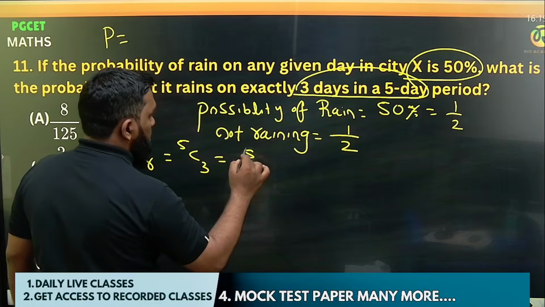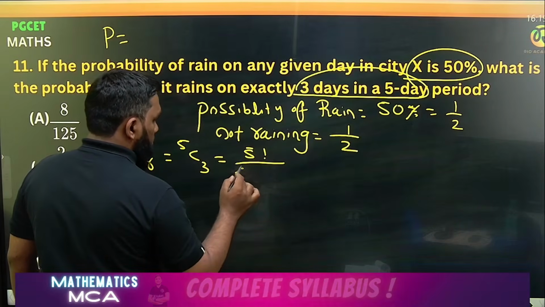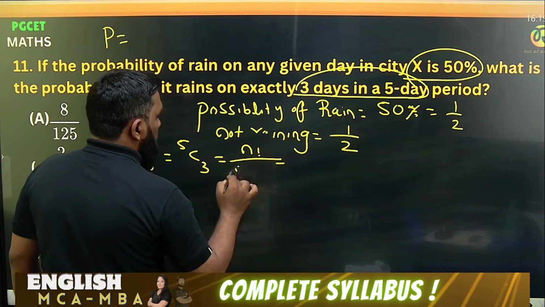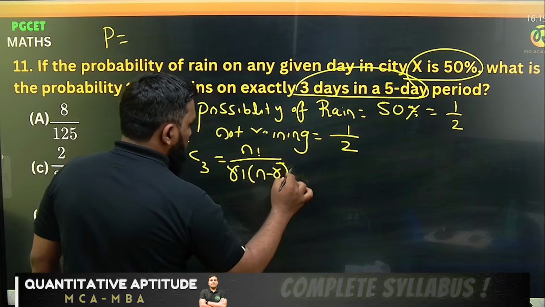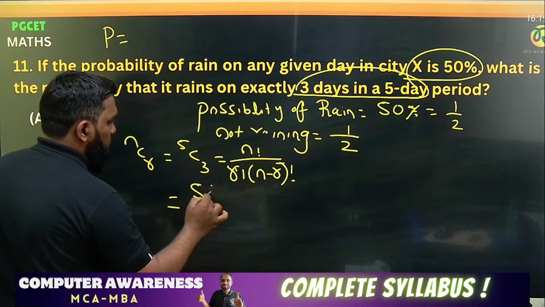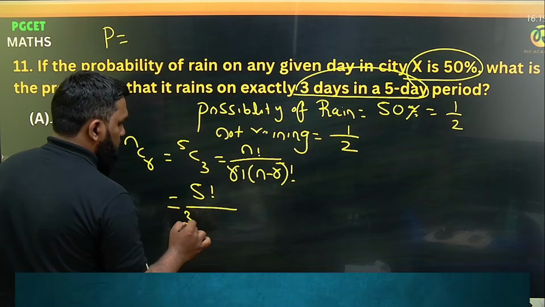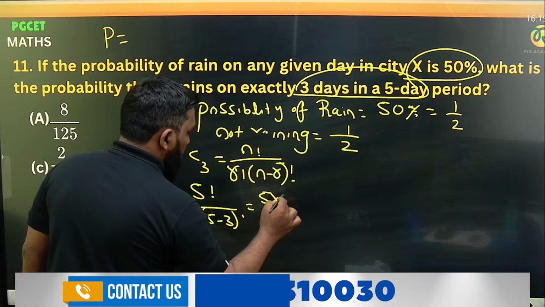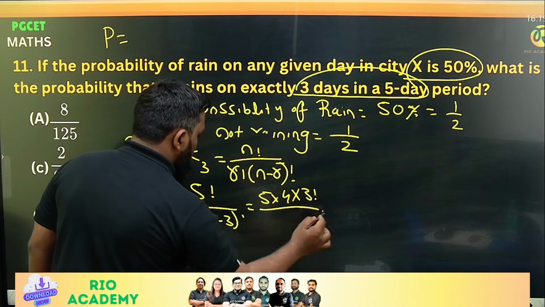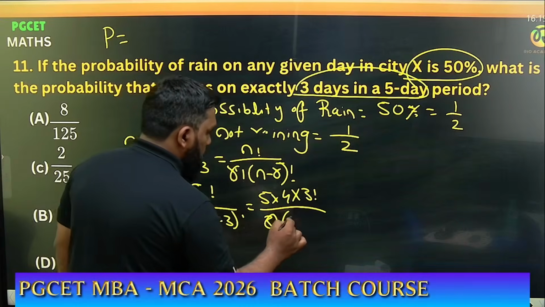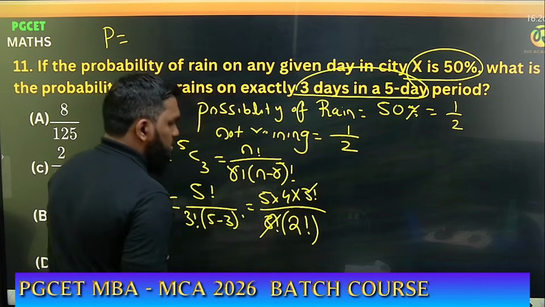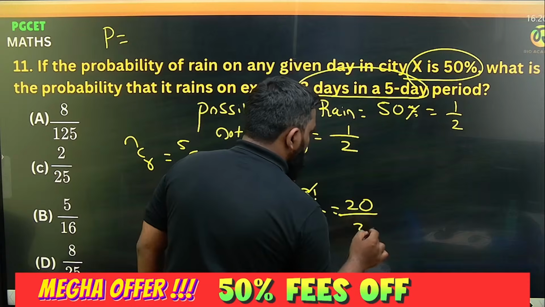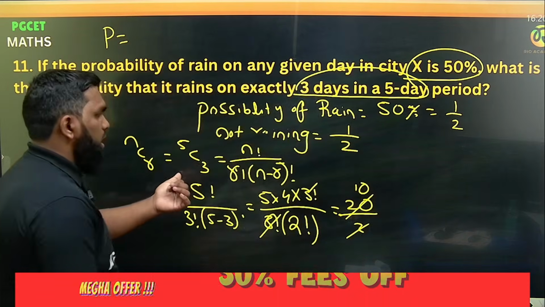The formula is n factorial divided by r factorial times (n minus r) factorial. So it is 5 factorial divided by 3 factorial times (5 minus 3) factorial. That is 5 into 4 into 3 factorial divided by 3 factorial into 2 factorial. The 3 factorials get cancelled. 5 times 4 is 20, and 2 factorial is 2. 2 tens are 20, so 20 divided by 2 is 10. This condition can happen in 10 ways.